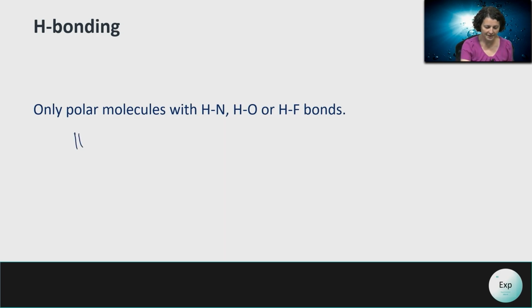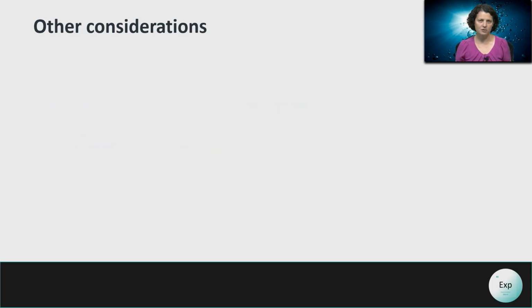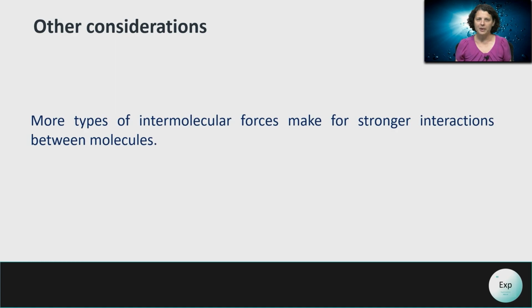The most common example that you may find as a demonstration in the general chemistry laboratory is water and ammonia. And if you've seen the experiment called ammonia fountain, you see the very strong attraction between water and ammonia. And this all comes down to the strength of the hydrogen bonding interactions. There are some other considerations. For example, there may be multiple types of intermolecular forces.